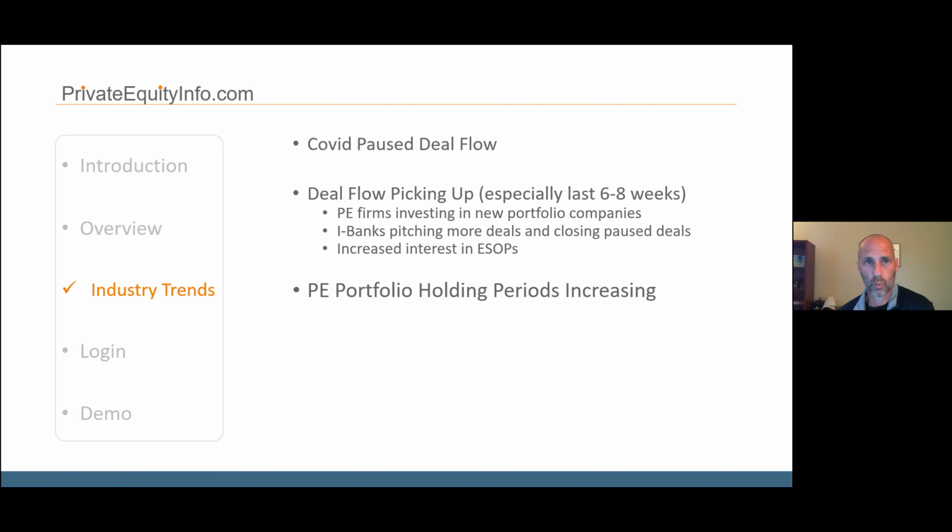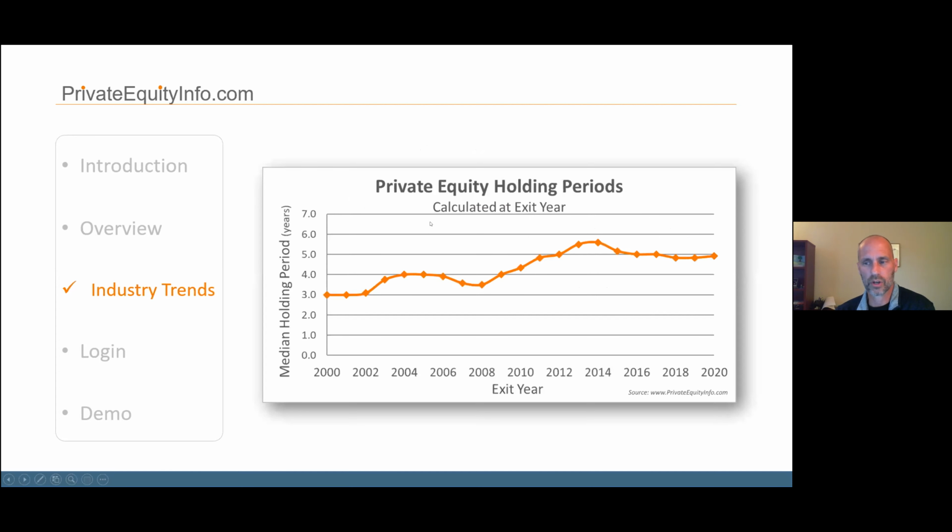Portfolio company holding periods are increasing. One of the things that we have the ability to track here is, what is the median time that portfolio companies are held by private equity firms over time? So every time there's an exit, there's a certain duration that portfolio company has been held. And we've been tracking that every 6 months or so, and that's what it looks like here.